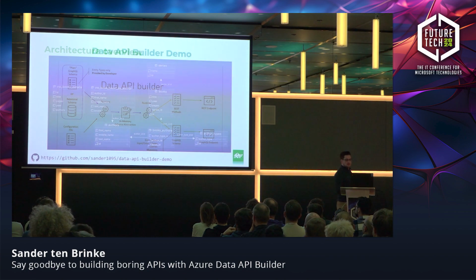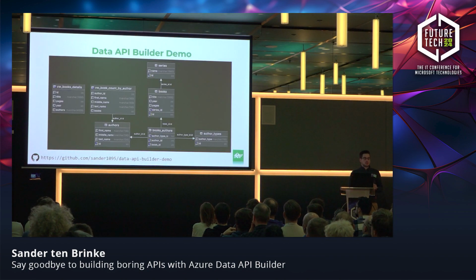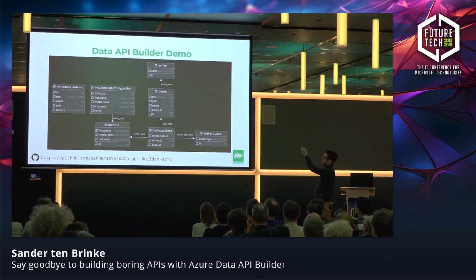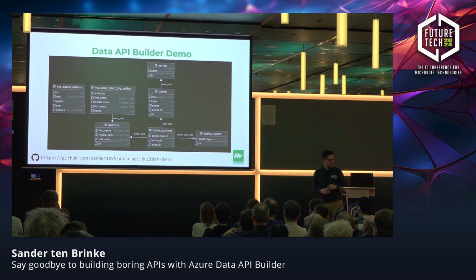So for the demo, this entire talk is going to be demoing a lot about books and authors. In this case, we have a series which has many books. Books can have many authors. And a book's author also has a link to an author type. So a book can have many authors, one of them being the main author, contributor, stuff like this. There's also a couple of database views and stored procedures. So let's take a look at this demo.